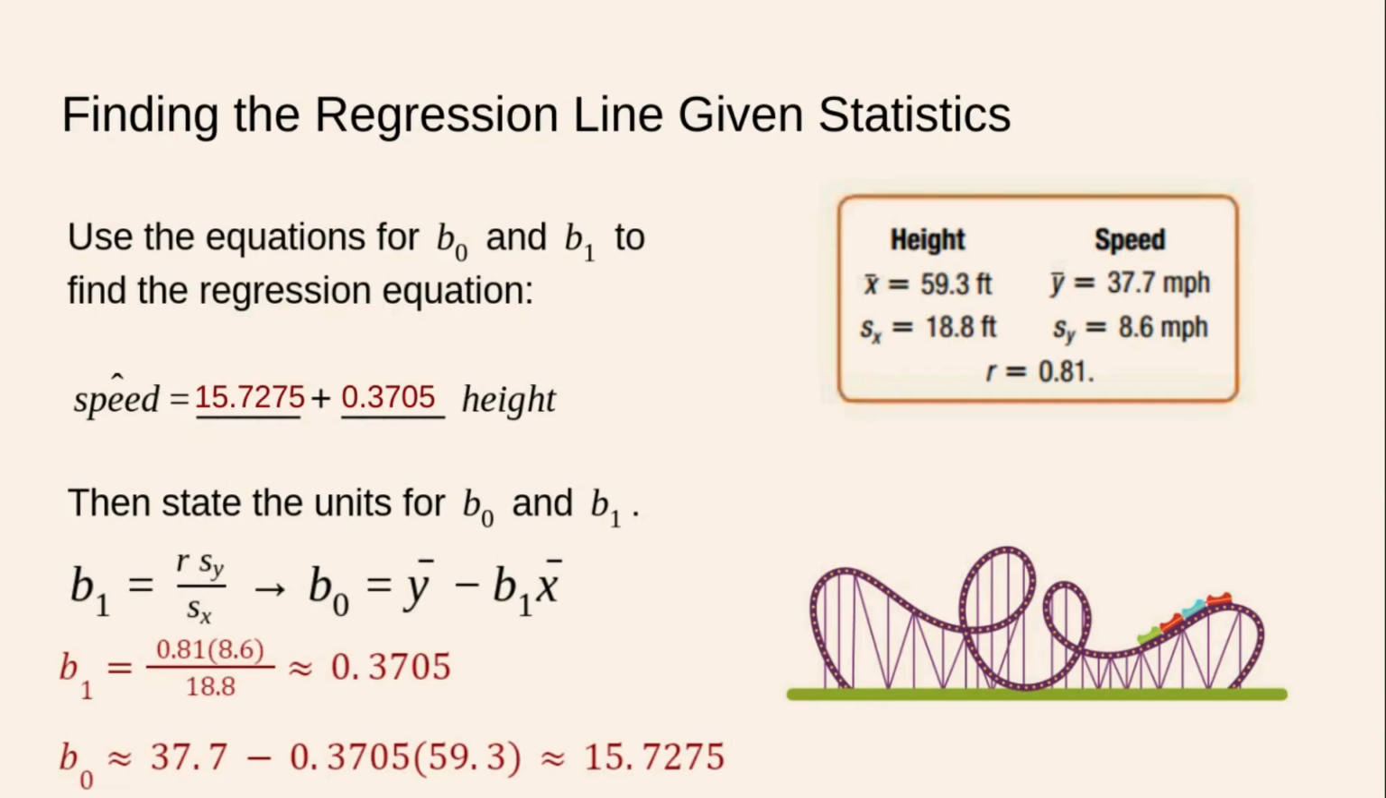Now let's talk about the units for B1 and B0. My units for B0, my B naught, are going to be the same as my Y variable. So it's going to be miles per hour. So this 15 number is a certain number of miles per hour. Now, my B1 value is a little more complicated. Remember, it's a slope. A slope is a ratio. It's going to be my Y variable divided by my X variable. So this is going to sound interesting and perhaps wrong, but these are the units. The units for my B1 are miles per hour per foot. Y variable over X variable, miles per hour per foot.